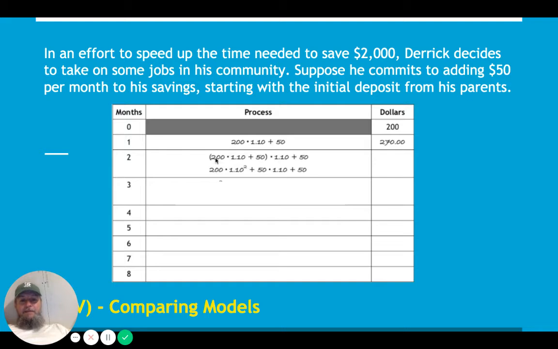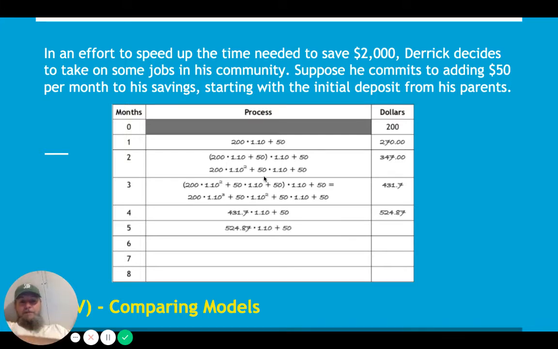And then we'll do that again: 200 times 1.1 plus 50, times 1.1 plus 50. That puts us at 347. We follow that process again for the third month, and that gives us 431.70. We multiply that 431.7 from the previous month times 1.1 plus 50, which gives us 524.87. Then 524.87 times 1.1 plus 50 is 627.36. We do it again, and we follow this process for a while. How much time do you think it'll take him to get to $2,000?